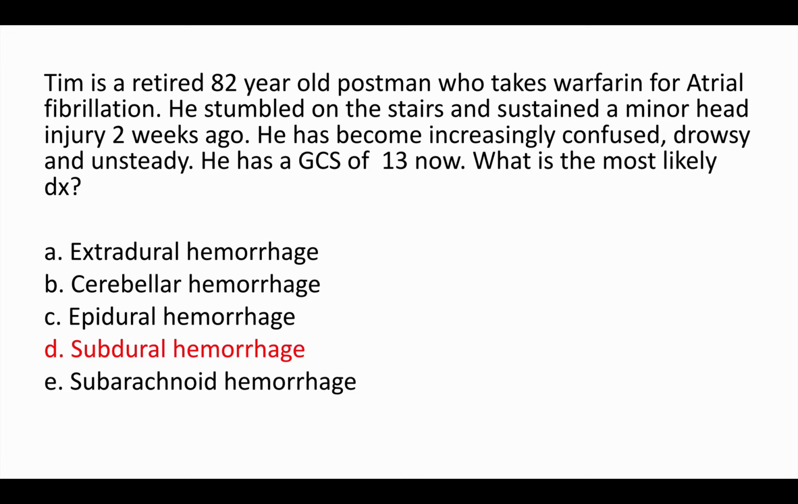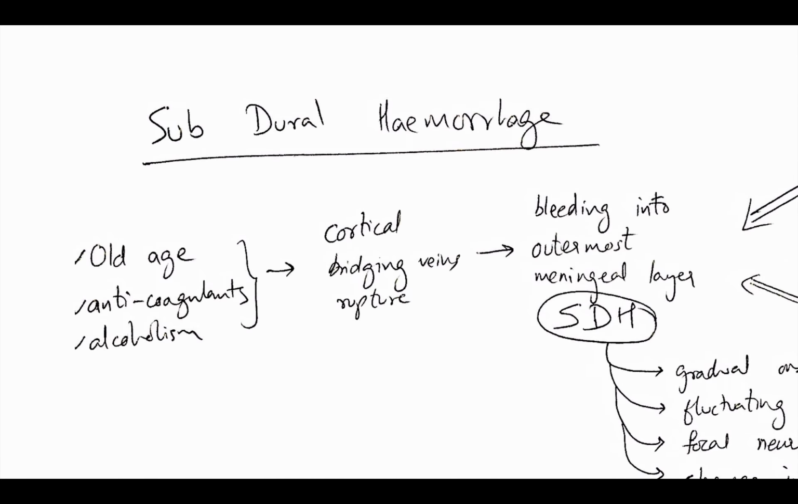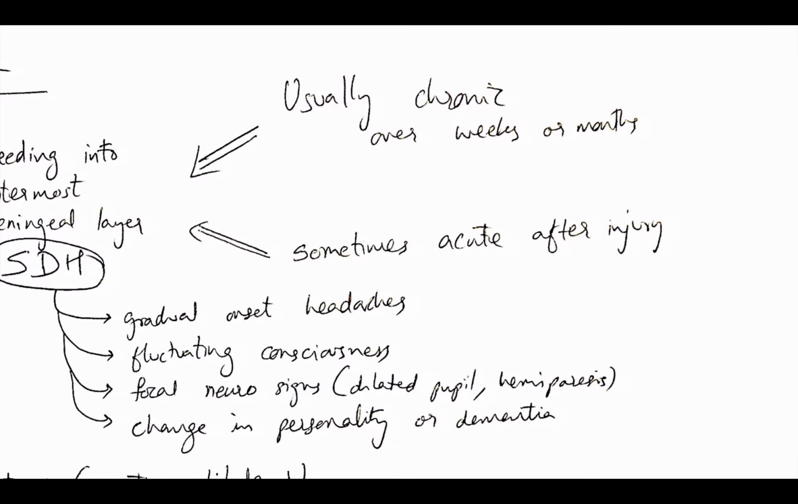It is indeed subdural hemorrhage. If you find clues in the question like old age, anticoagulants, alcoholism, then you should think of subdural hemorrhage. These happen because of rupture of cortical bridging veins and bleeding into the outermost meningeal layer. Usually it is chronic over weeks or months, but sometimes injury can cause acute SDH.